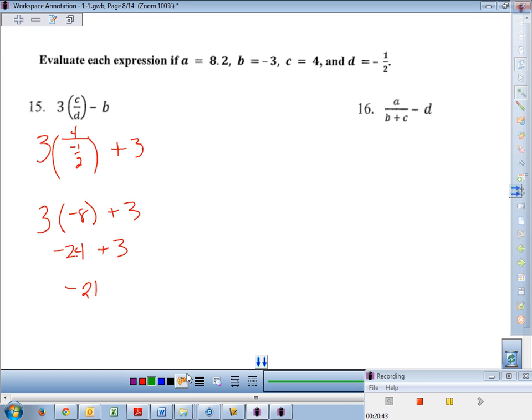Sub in. A, 8.2, B, plus C, minus a minus again. So just get subbed in, then we'll work together.